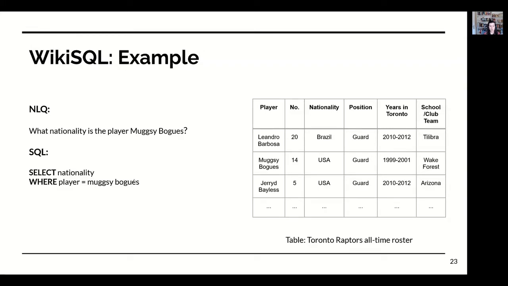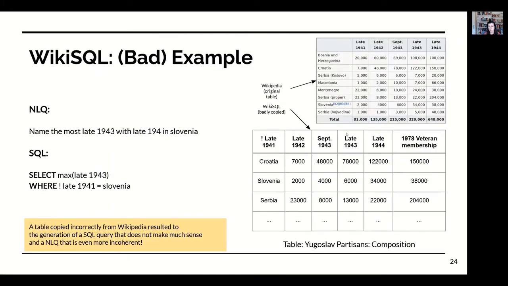Now let's see an example. Here we have a table that has been extracted from Wikipedia, and we see a pair of an NL query and the corresponding SQL query. This is actually a good pair: what nationality is the player Maxi Bugs. Now let's see a bad example. Here we have the original wiki table, but now here is the WikiSQL table as it was extracted and copied within the dataset. We can see that the extraction is not very good, and as a result, the SQL query is not meaningful. Of course, the NL query is not meaningful either. So this irrelevant pair is a bad example that cannot be used to train a deep learning system or to evaluate an approach.